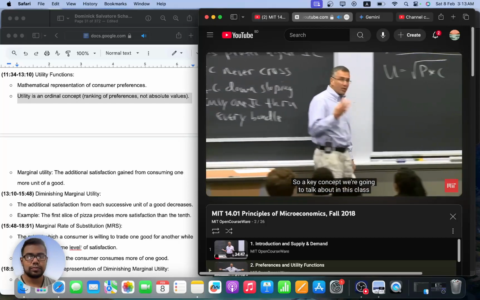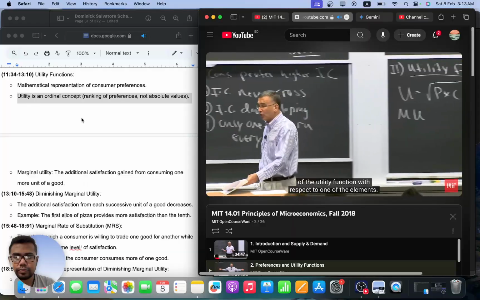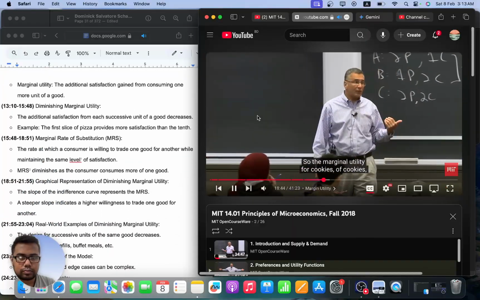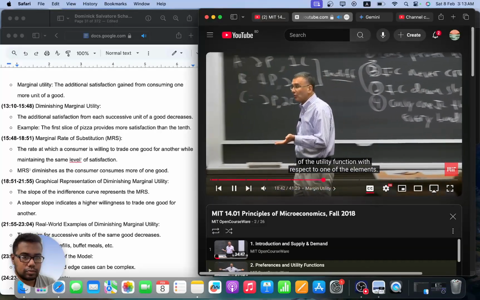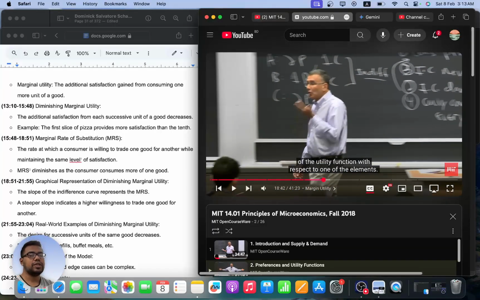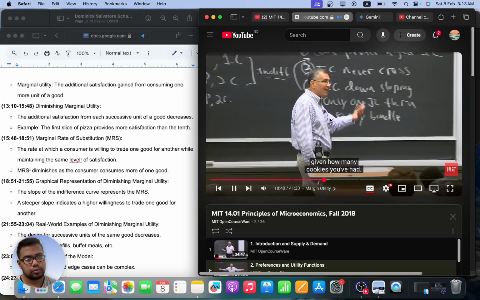So a key concept we're going to talk about in this class is marginal utility. Marginal utility is just the derivative of the utility function with respect to one of the elements. So the marginal utility for cookies is the utility of the next cookie, given how many cookies you've had. So it makes sense first of all that we have a curvy function and we can take a derivative and that will just give a straight line. So makes sense.